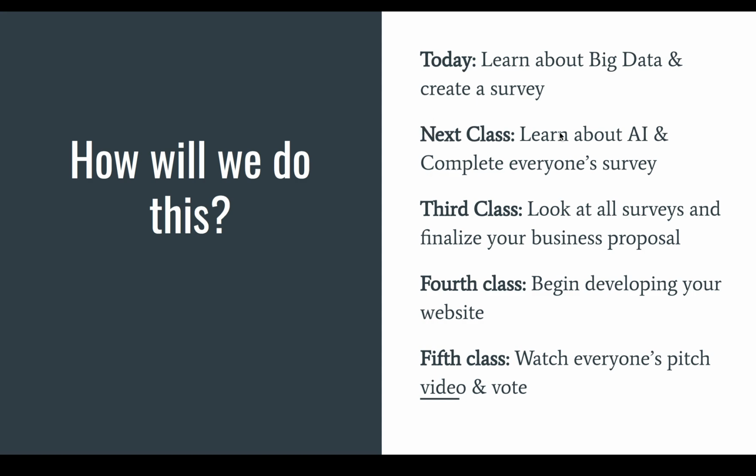The next class, you're going to learn a little bit about artificial intelligence, and you're going to complete everyone's survey. The third class from now, you're going to look at all the survey results, and then you're going to finalize your business proposal. And that's when you're going to officially send it to me, what you think your software app is going to be. By the fourth class, you're going to start developing a basic website. And then by the fifth class, you can watch everyone's pitch video and vote. So today we're just learning about big data and creating a survey.